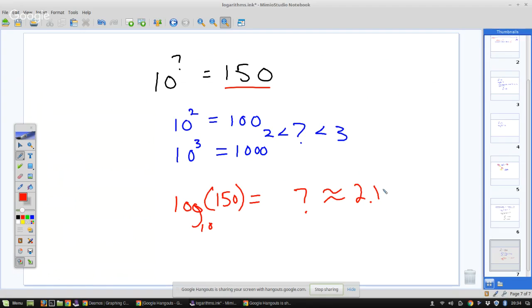Approximately 2.17609. Now, usually, kind of like when you take square roots, it's not a nice number. It goes on forever, so I have to say it's an approximation. So what I should find if I type into the calculator 10 to the power of 2.17609 is that I get pretty close to 150. Let's check that out.